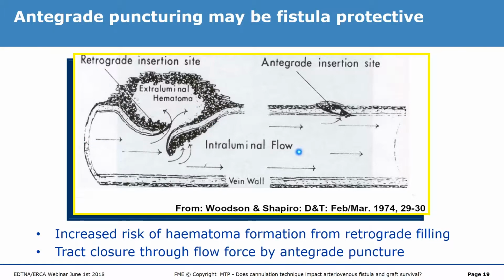This was their explanation. You can see here this intraluminal flow, so it means that the flow of the fistula is going in this direction. You have the needle inserted in this way, so it means that you create a flap that is against the intraluminal flow. So the intraluminal flow tends to maintain the flap open, and then you have the risk of extraluminal hematoma formation. While if you insert the needle in the antegrade direction, that means in the direction of the intraluminal flow, you can see that the flow per se is closing the flap, so avoiding the formation of extraluminal hematoma. So we could say that there is an increased risk of hematoma formation from retrograde filling, or you can have a tract closure through the force by antegrade puncture. And this is the reason why they are saying that the antegrade puncture may be fistula protective.